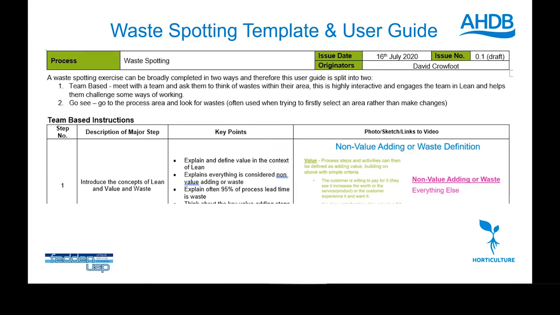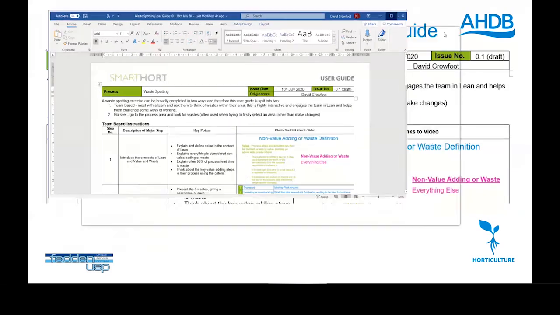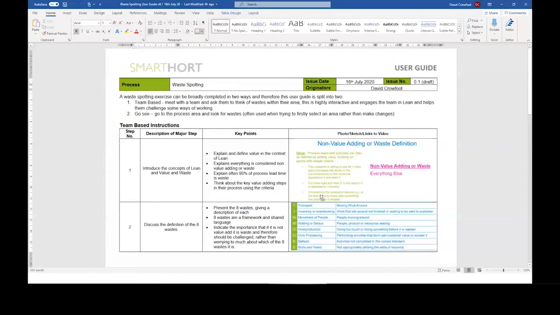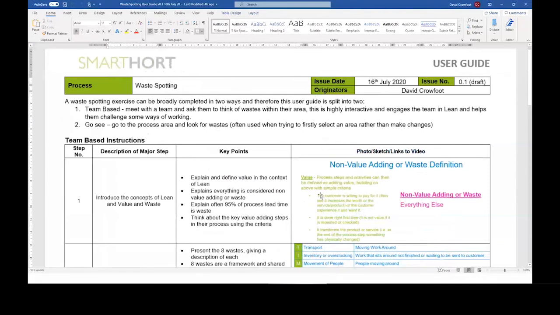That is to go and have a look at the process, or if you can't look at the process you want to work on, go and have a look at other things that are running and see if you can see some of the wastes. Let me quickly share the user guide with you, because there are 2 ways of doing it. Hopefully you should see that. As I say, we'll send these around as well.